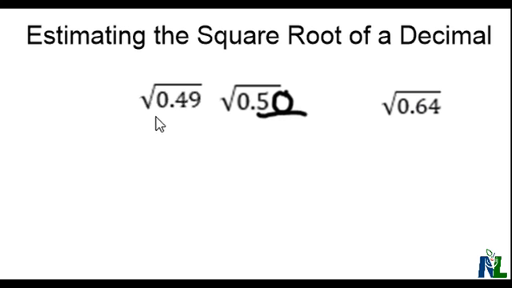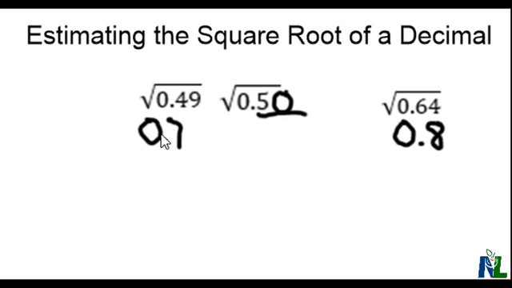So since the square root of 49 is 7, I know that the square root of 49 hundredths is 7/10. Because the number that I'm getting the square root of has 2 decimal places, I'm going to need 1 decimal place in my square root. When I multiply 0.7 times 0.7, that will be 1 decimal place times another decimal place for 2 decimal places. And likewise, the square root of 0.64 is 8/10 or 0.8.